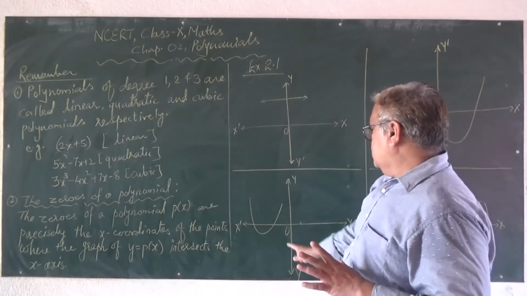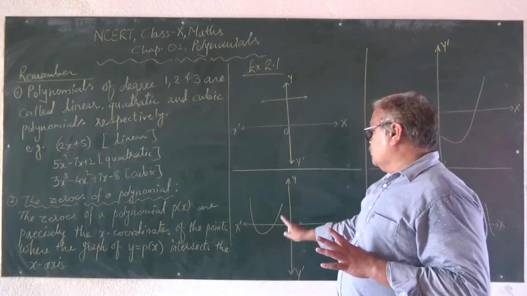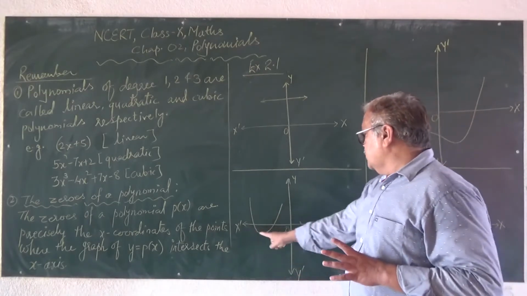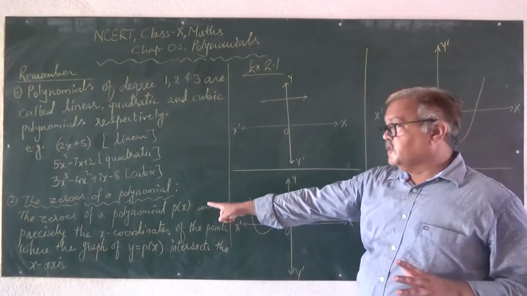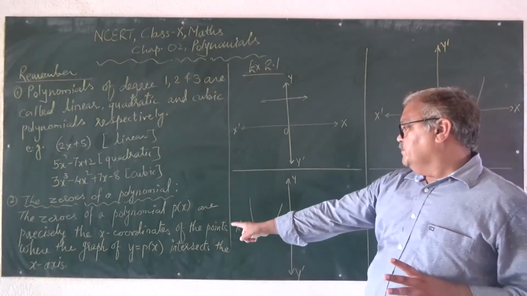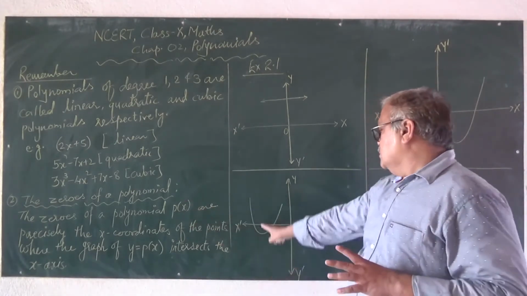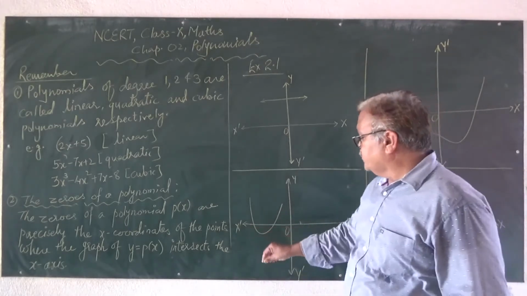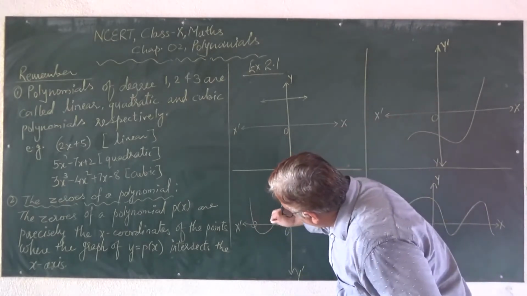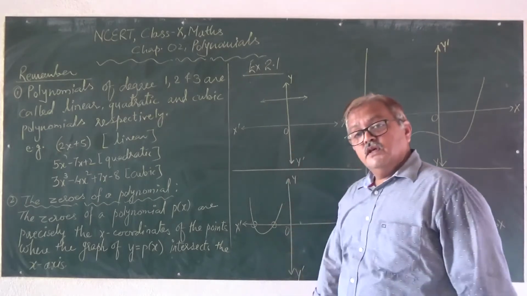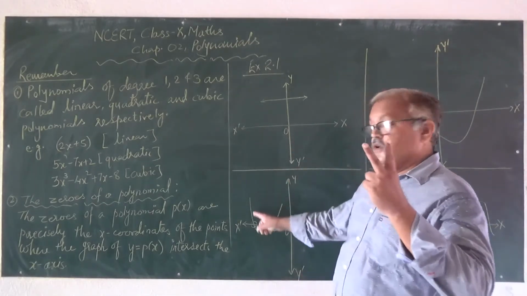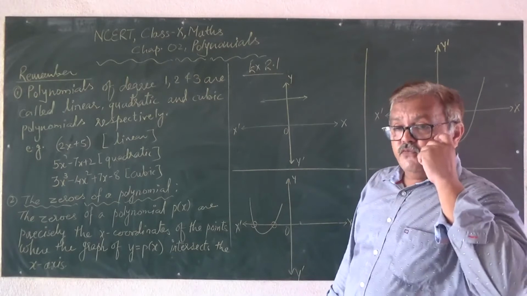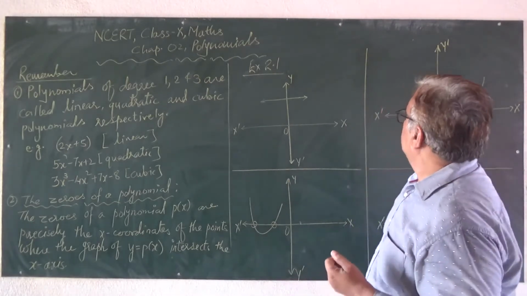Let us see the second one. Here the graph of y equals p of x is intersecting the x-axis, as per our definition of the zeros of polynomials, where it intersects the x-axis. So y equals p of x intersects the x-axis at 2 different points, one here and one here. So there will be 2 zeros for this p of x.